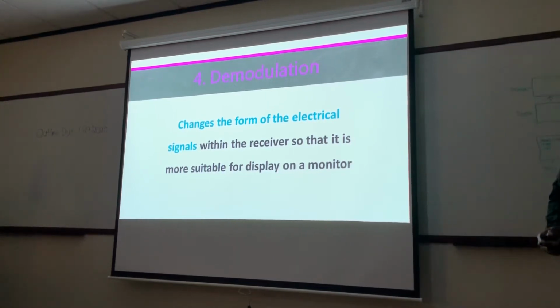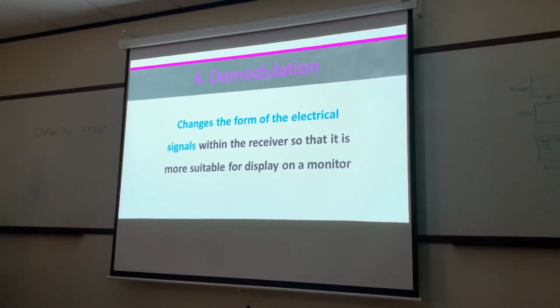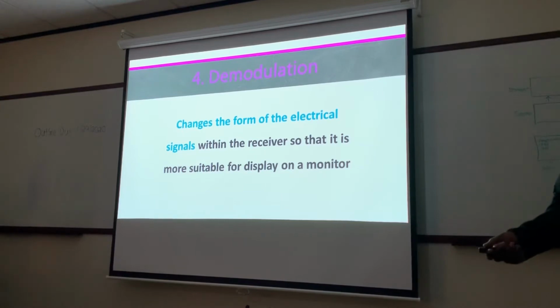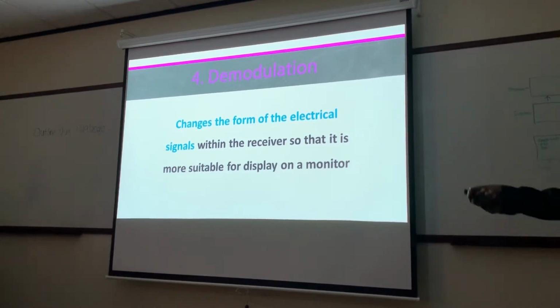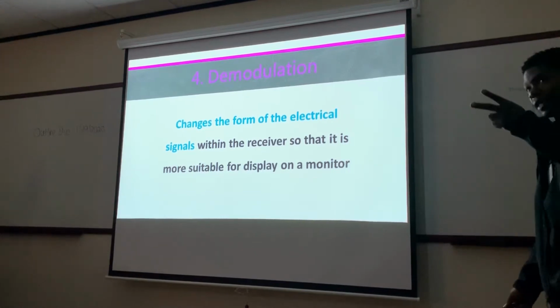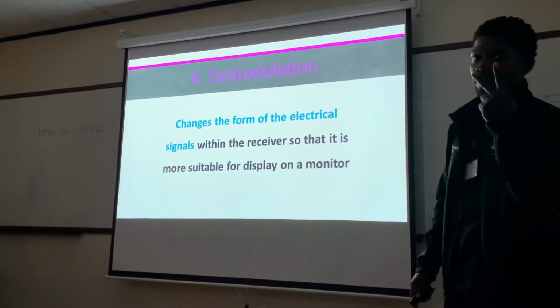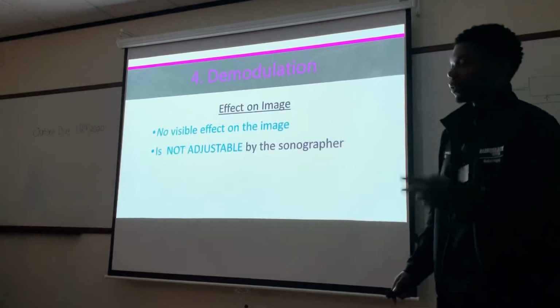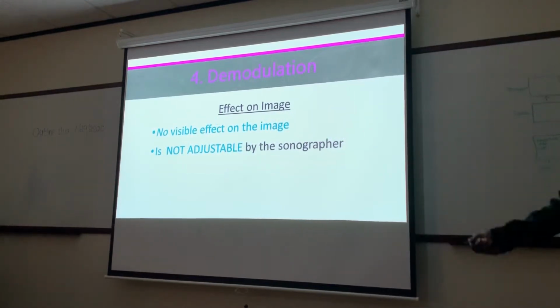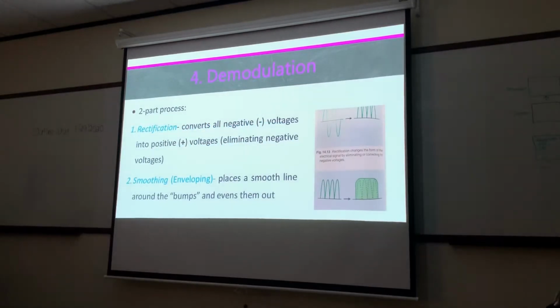Okay. Demodulation, guys, changes the form of electrical signals. We don't have any effect on demodulation. It automatically happens within the receiver. We can't change this. But it changes the form of the electrical signal. Again, just like compression, it's a two-part process that's going on. The first, like I just said, has no visible effect on the image and is not adjustable by us, the technologists.